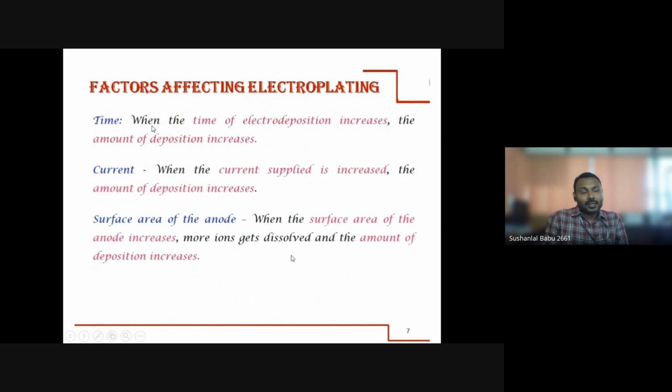Time also: if we provide more time, more deposition will happen. Less time, less deposition. And current: if the current supplied is higher, then the amount of deposition increases automatically. Last point, surface area of the anode. If more surface area is there for the anode, more oxidation will happen, more Cu2 plus will be generated, more and more electrons will be released, and accordingly more reduction will happen across the cathode, and more deposition can occur at the cathode. So as the surface area of the anode increases, the amount of deposition also increases.